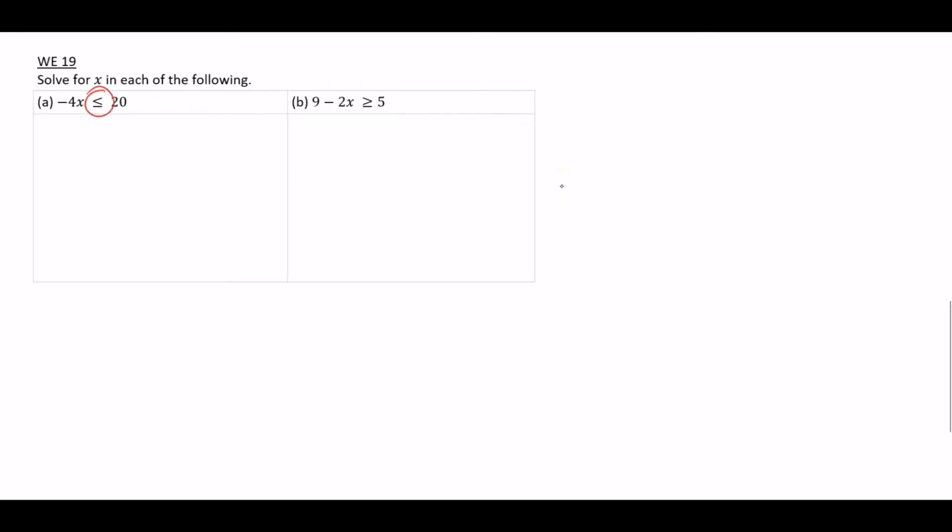Let's assume I don't change this. So I've got -4x is less than or equal to 20. Well, let's move that around. Let's get rid of the -4. So -4x less than or equal to 20, divide both sides by -4. Well, -4 divided by -4 is 1, so I'm going to get x is less than, what's 20 divided by -4?